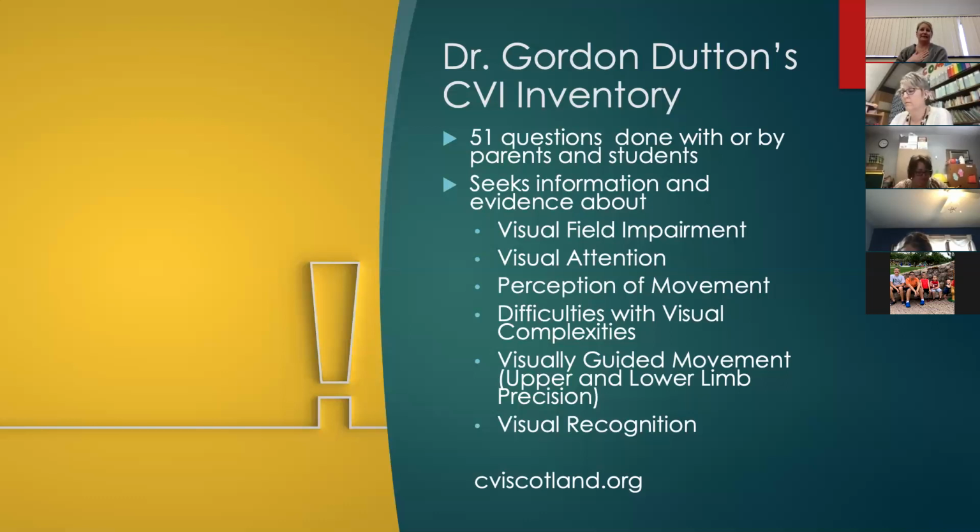And I think that Gordon Dutton's inventory is just awesome. It's easier to use. It's shorter. The scoring on it is either yes or no. And you just talk with the parents, and there's kind of a cutoff. If there's more than 11 yeses or something, then that's the threshold to go on and say, then we need to do more assessing here, that child might have CVI issues.